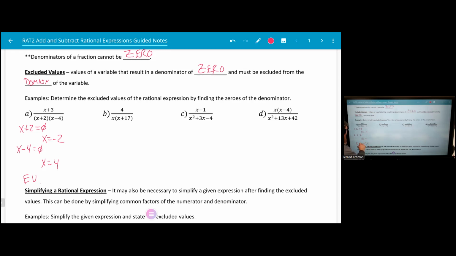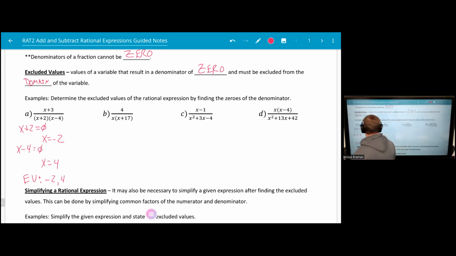And again, why are these excluded? Well, let's plug them back into the denominator here. If I plugged 4 in, let's say, I'd have 7, because 4 plus 3 is 7. 4 plus 2 is 6. And then 4 minus 4 is 0. And that's going to cause a problem because you cannot divide by 0. Dividing by 0 is undefined, and that is why we have to exclude those values. So our excluded values, our EVs, are -2 and 4.